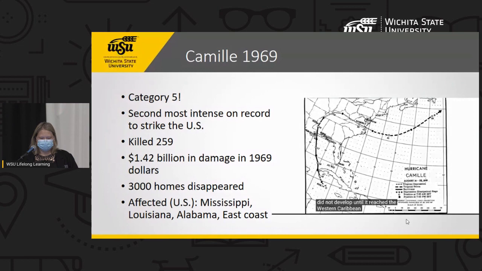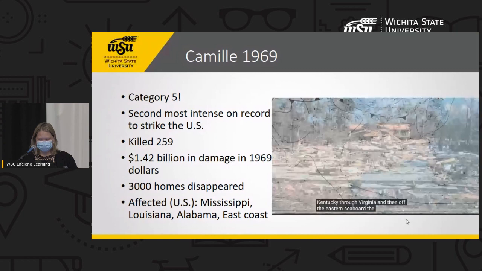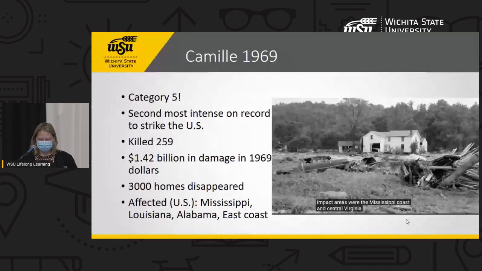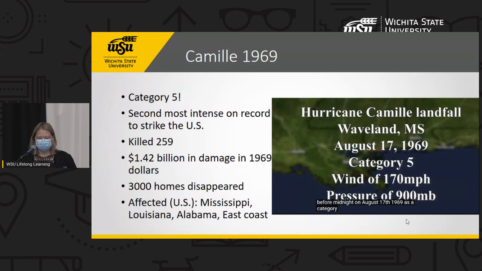After landfall, it went through Mississippi, through Kentucky, through Virginia, and then off the eastern seaboard. The two largest impact areas were the Mississippi coast and central Virginia. Camille made landfall near Waveland, Mississippi, just before midnight on August 17, 1969, as a Category 5 hurricane. Wind was estimated at 170 miles per hour, with a central pressure of just 900 millibars.